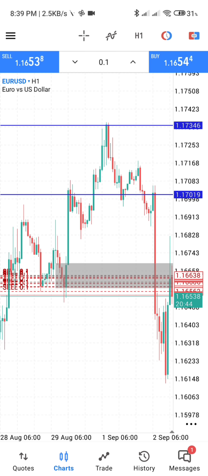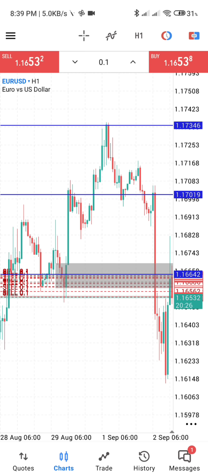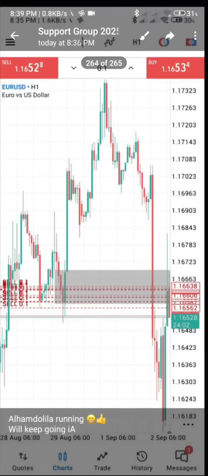We can mark all our resistance areas here. That's our resistance 1, resistance 2, and support become resistance area. So these are our three zones.